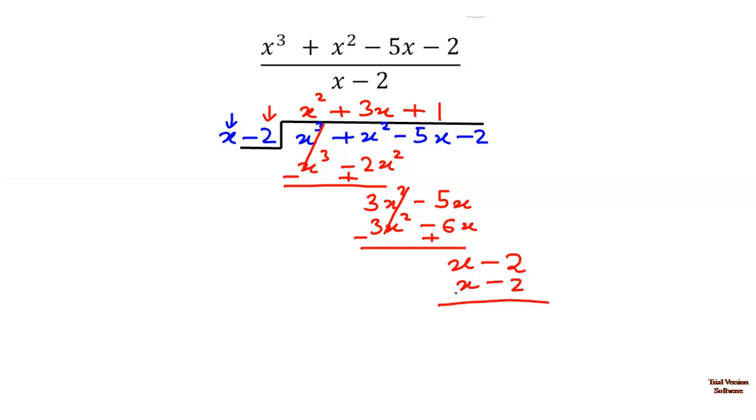Now again, we'll change the signs, negative and positive. So this is 0. This is also 0. So the remainder is 0. After dividing these terms, we are going to get x square plus 3x plus 1. And the remainder is coming as 0. So this is the answer.